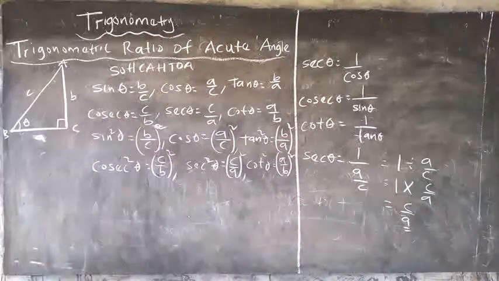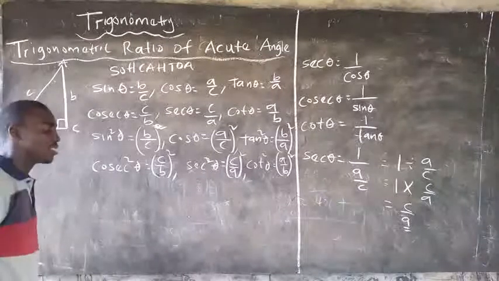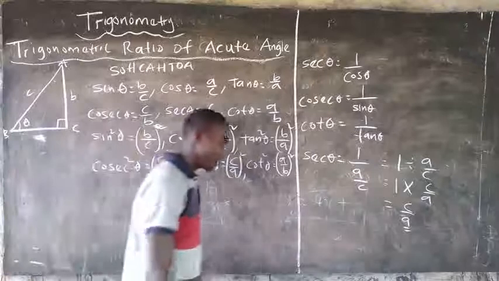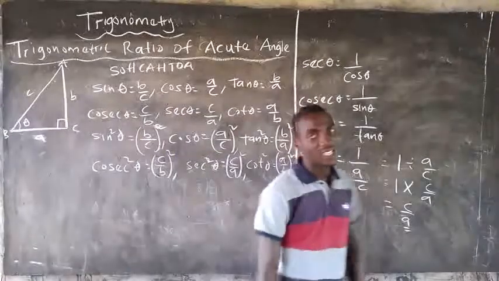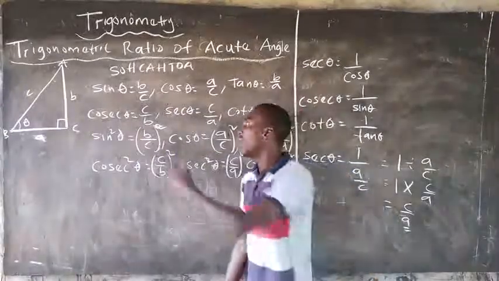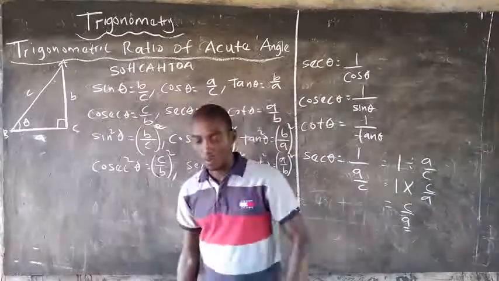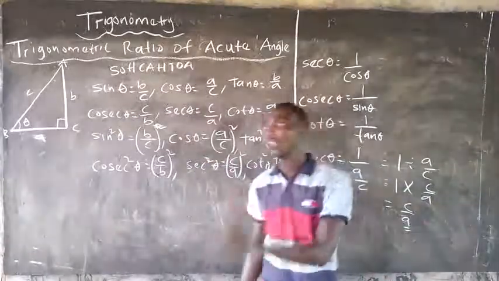I hope you are following. So now from this part we'll be considering Pythagoras theorem. Pythagoras theorem says that the hypotenuse square is equal to the sum of the squares of the two other sides of the triangle, provided that they are all squared.